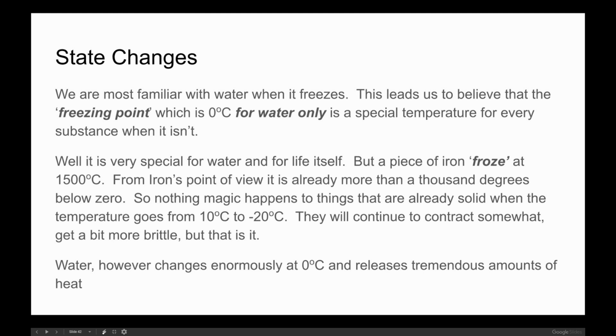This includes gasoline, alcohol, antifreeze. There's no magic happening for these substances at 0 degrees. Water, however, changes enormously at 0 degrees and releases tremendous amounts of heat.